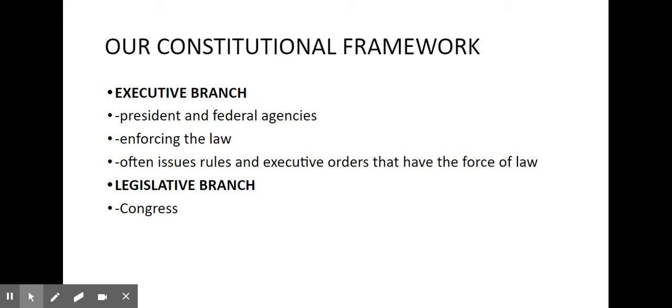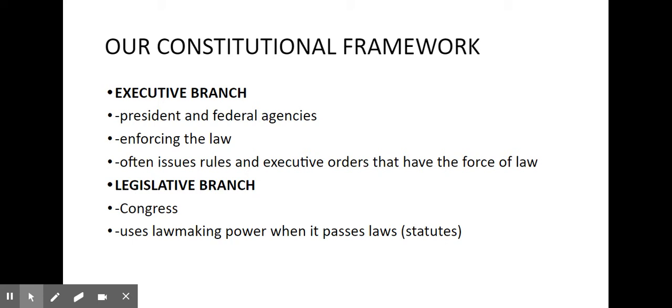Congress makes the laws. Okay, it uses its lawmaking power to pass laws or statutes. So the executive carries out the law. Congress, the legislative branch, passes the laws, makes the laws.